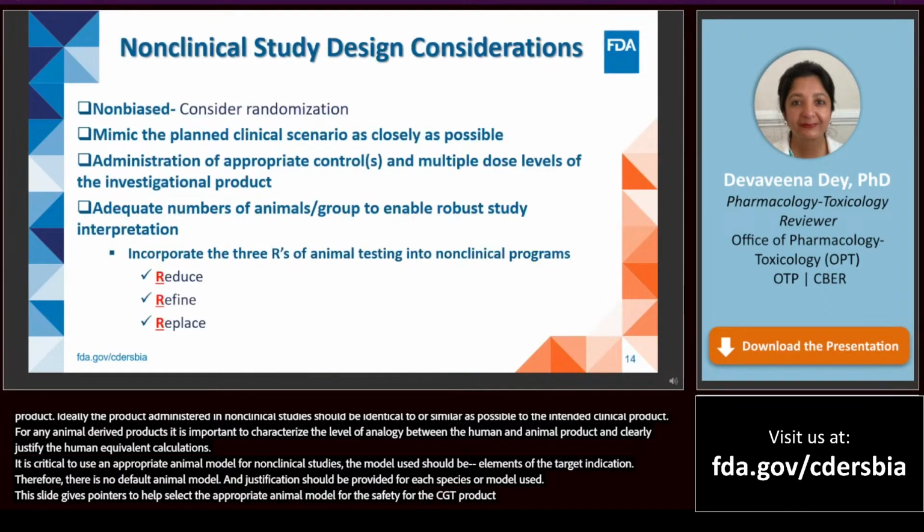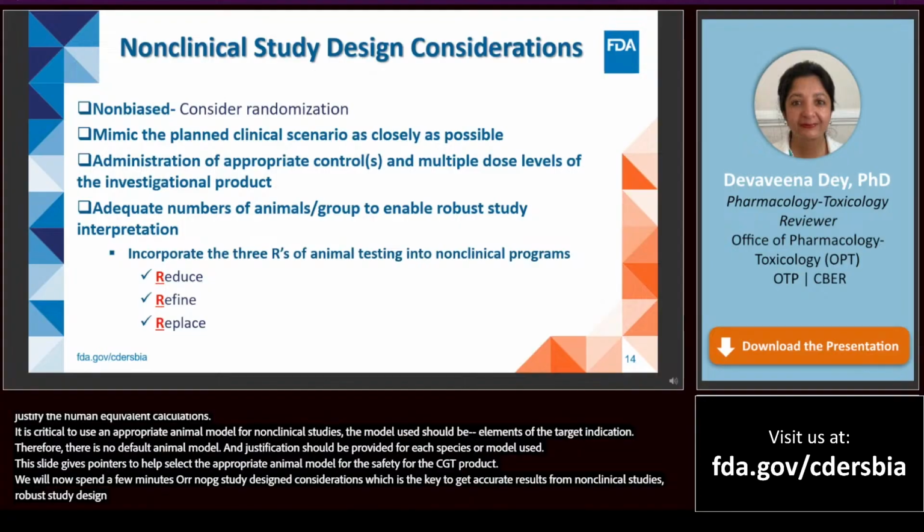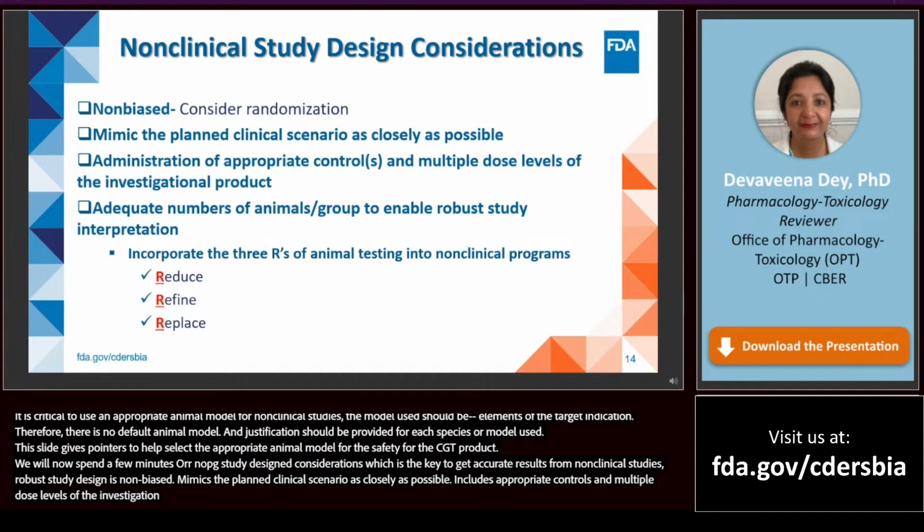We will now spend a few minutes on non-clinical study design considerations, which is the key to getting accurate results from non-clinical studies. A robust study design is non-biased, mimics the planned clinical scenario as closely as possible, includes appropriate controls and multiple dose levels of the investigational product, and includes adequate animal numbers in each study group, all while incorporating the 3 R's for each study.